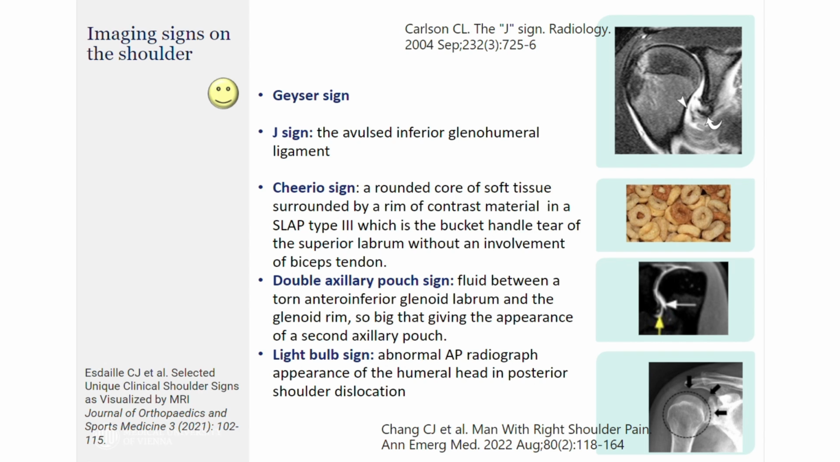And this is a very important sign because here, this is a radiographic sign, a very low image, where the humeral head is rotated in a form that you don't see the greater tubercle. It is hidden here, and this is a very important sign of posterior shoulder luxation.